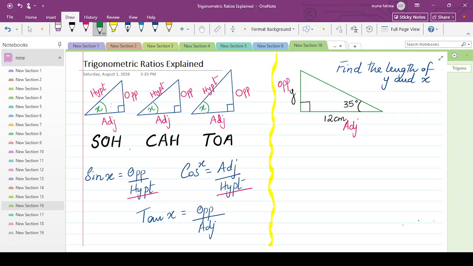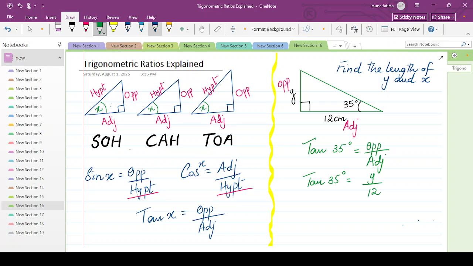Let's write down our ratio. It is going to be the tan of the angle given. Tan 35 degrees will be equal to opposite over adjacent, or tan 35 will be equal to y over 12.